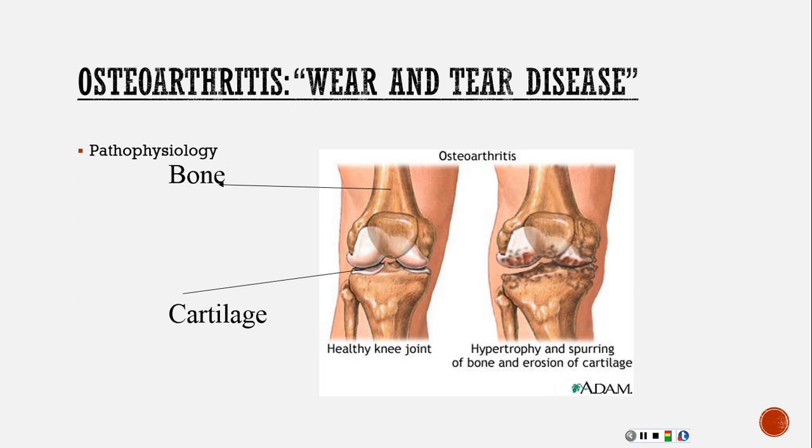All right, osteoarthritis. Again, it's a mechanical breakdown of the skeletal structure. This is not a systemic issue. This is basically wear and tear on the joint.